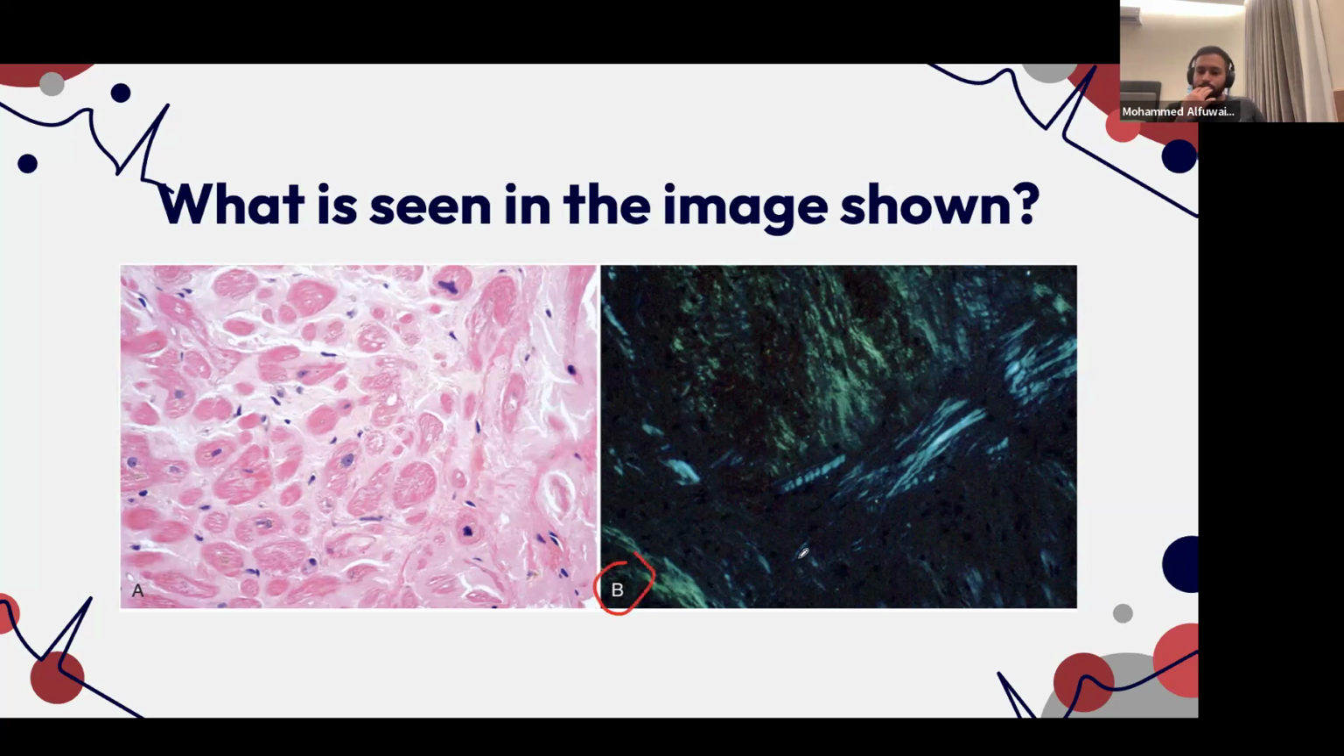Congo red, and what can you see on Congo red staining? Apple green birefringence, which is all this green light. This is amyloidosis, as you guys mentioned. Other causes of restrictive cardiomyopathy could be radiation, so someone had cancer and received radiation treatment, or sarcoidosis. Okay, so that's basically the cardiomyopathies for you.